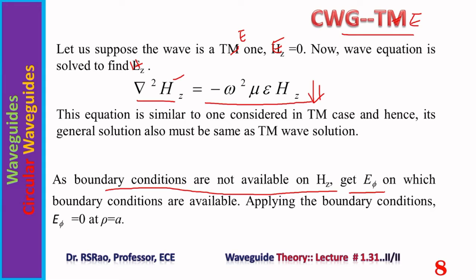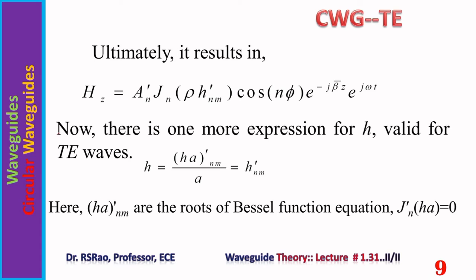As boundary conditions are not available on Hz, first we get E phi. How is E phi obtained? The general solution of Hz is available. Using that expression, we obtain E phi, on which boundary conditions are available. Then we apply boundary conditions on E phi. Certain constants disappear, or certain constants' values get fixed. Applying the boundary condition E phi equal to 0 at rho equal to a, ultimately what we get is Hz equal to An prime, an arbitrary constant, Jn(h' rho) cos n phi e power minus j beta z e power j omega t.